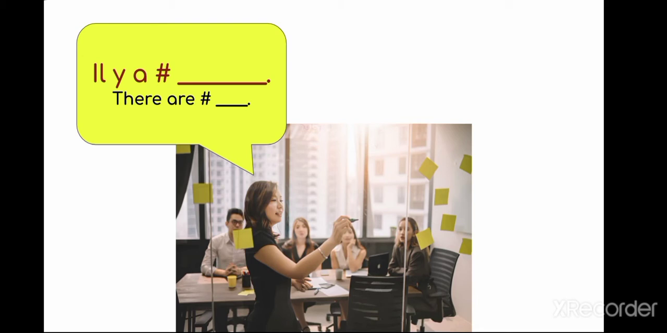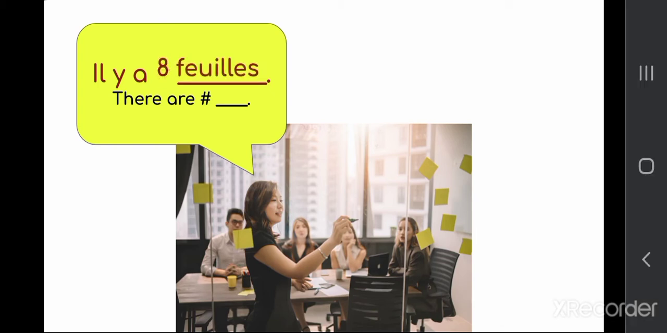So in this picture, we see a lady pointing at several yellow sheets of paper. Let's count them. Comptons-les. 1, 2, 3, 4, 5, 6, 7, 8. I've counted 8 sheets of paper. So she could respond to the gentleman by saying, Il y a 8 feuilles. There are 8 sheets of paper. So, the simple formula is il y a, the number, and of course the object, whether it's in its singular form or plural form.